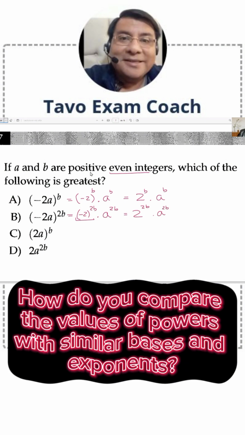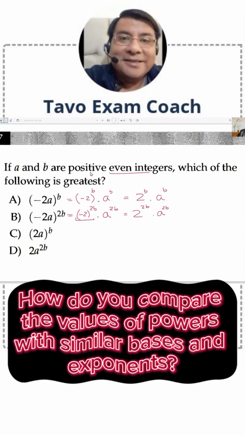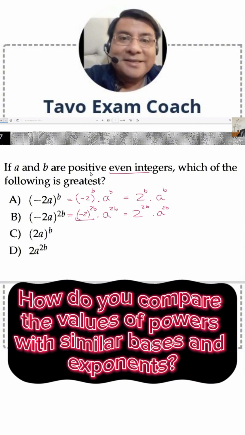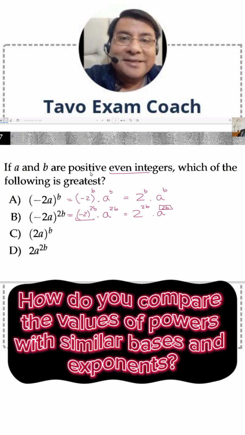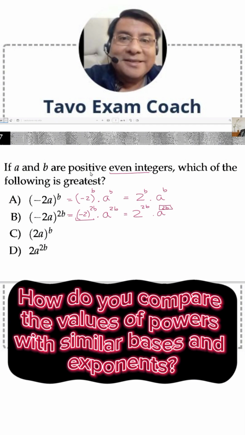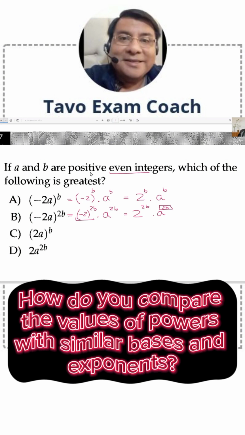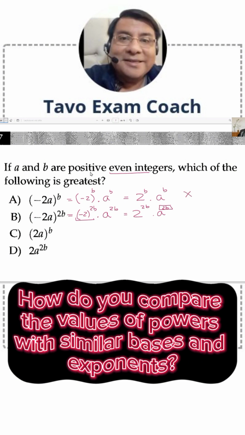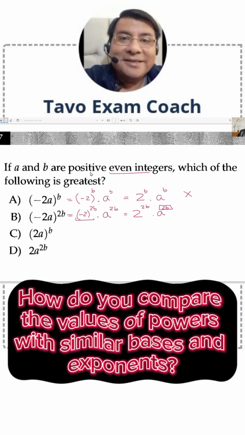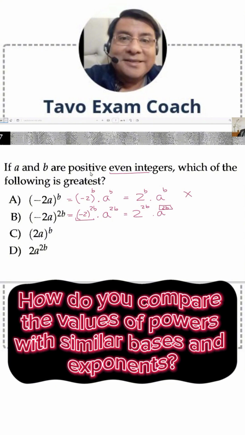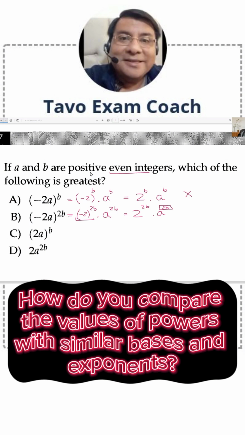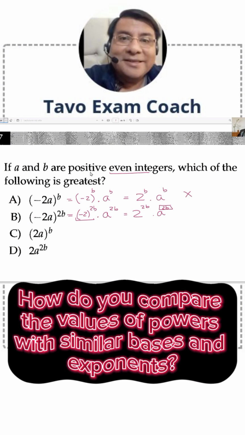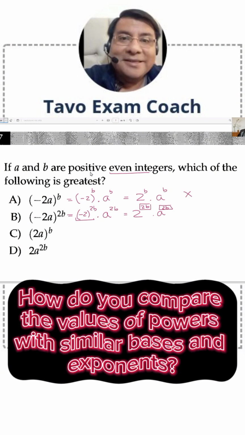Clearly, if a is an integer and b is also an integer, this power will have a greater value because it has a greater exponent than the first one. So clearly we can take away or cross out the first answer choice. The first answer choice is not greater than the second. Okay, the second is greater because it has higher exponents.